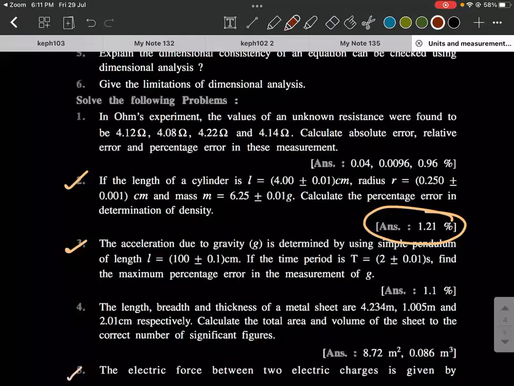So, first, what are we supposed to do? T is equal to 2 pi into root of L by G, that you wrote. They are asking for the error in G. So write G in terms of all other parameters.